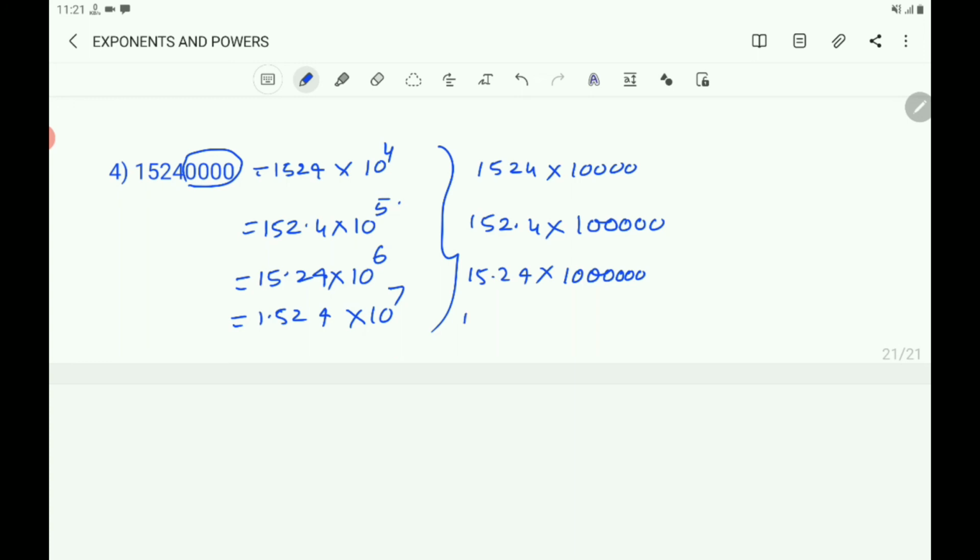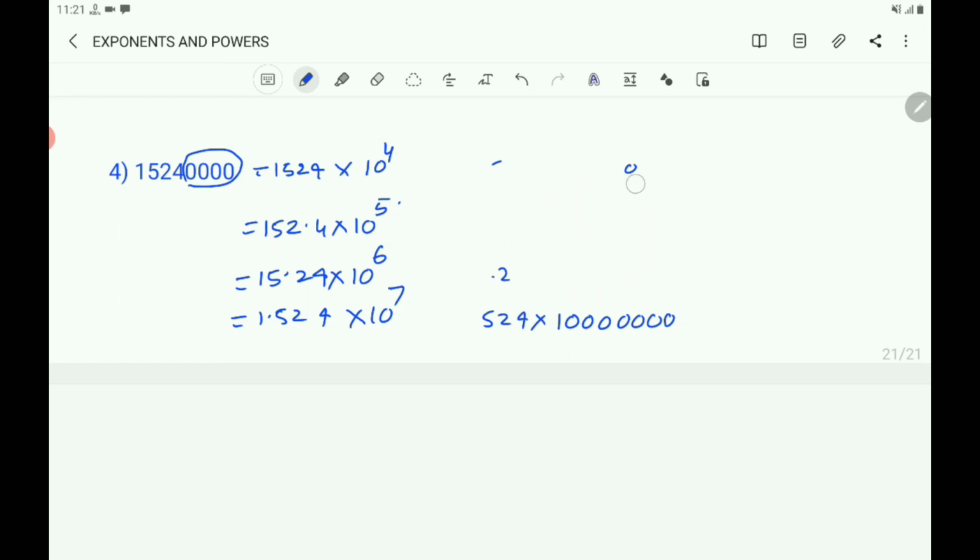Similarly it is 1.524 into 1 crore. So here this is expressed as an exponent. Both are same here. In this way you can express the given number in exponential form in many ways, depending upon the number of digits shifting towards the left side and right side.